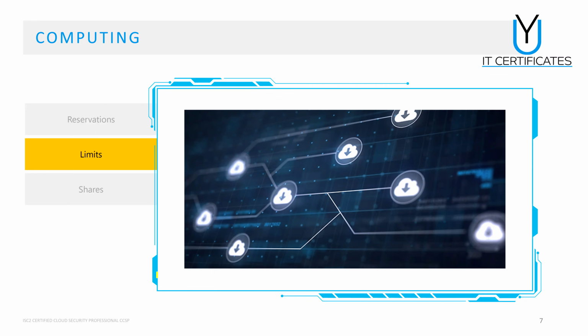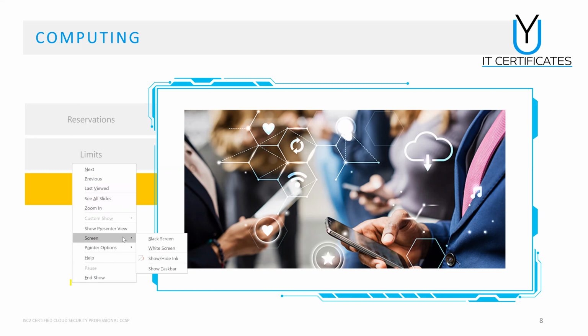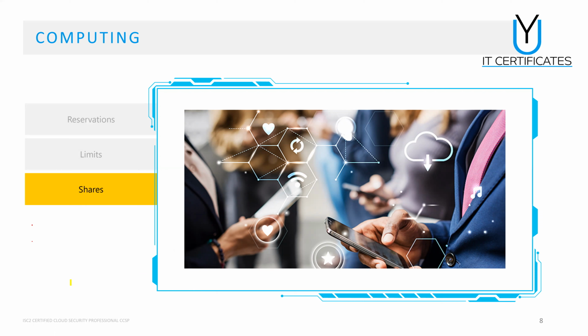Finally, we will have the shares. What are the shares? Shares are considered some sort of priority. Suppose that you have customer 1 and customer 2. To customer 1, you give a share of 70%, for example, and to customer 2, you give 50%.